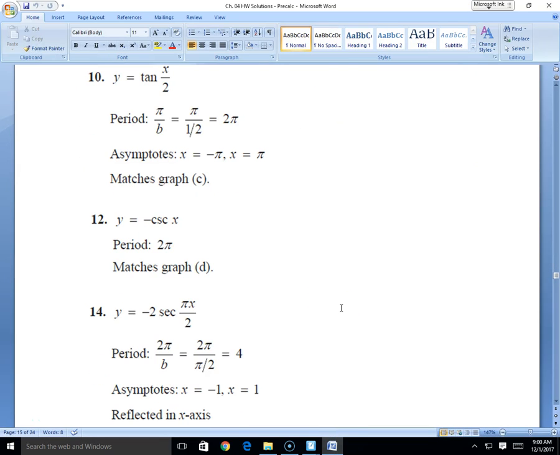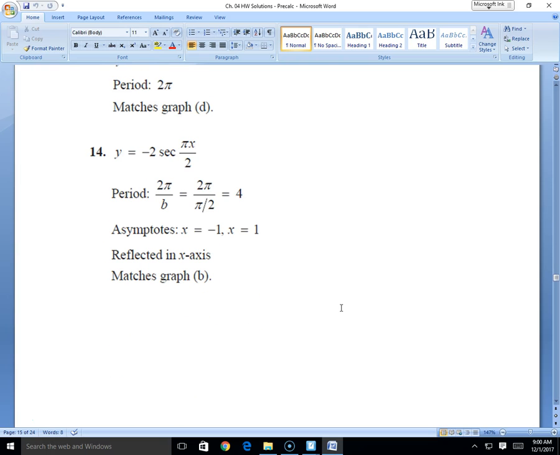Alright, number 10 matches C. Number 12 matches D. 10, C as in... Charlie, that's right. D as in Delta, right? That's number 14, D as in... Bravo. What's D? It's not Delta? Sorry. No, D is Delta. Oh, okay. D is Delta.